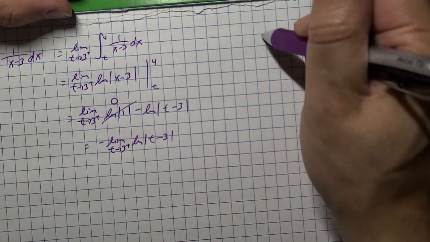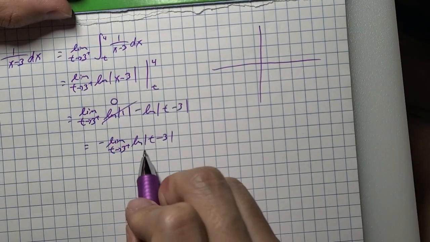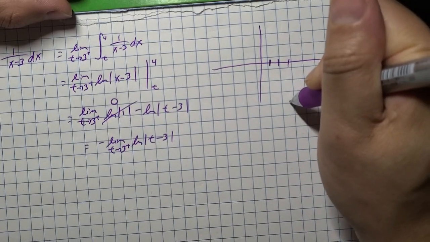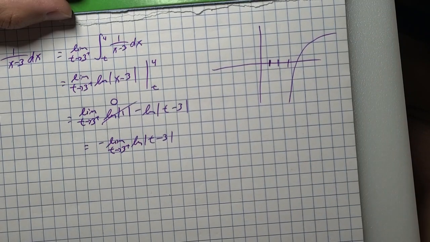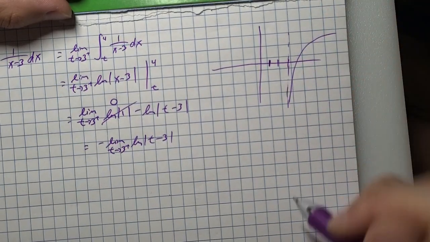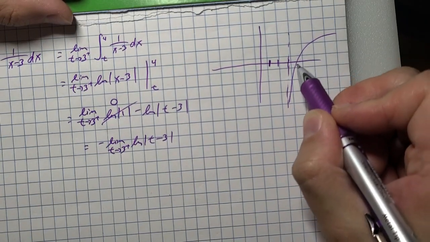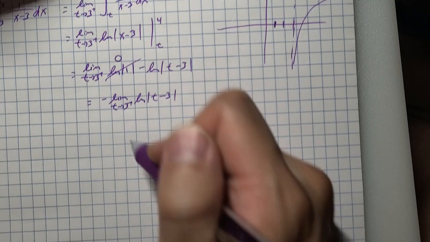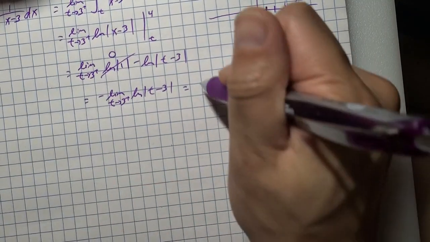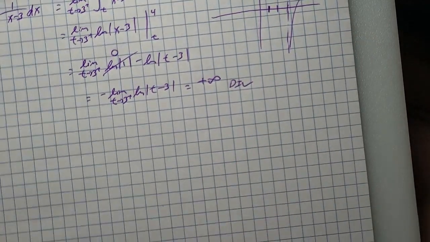What's this limit? Well, we know the natural log. This is just a natural log shifted to the right by 3. So it looks something like this, right? There's an asymptote at x is equal to 3, or t is equal to 3. So as we approach t from the right, we're going to minus infinity. So this guy's minus infinity, but we have another minus sign, so it's going to positive infinity. So it's divergent, and it goes to positive infinity.